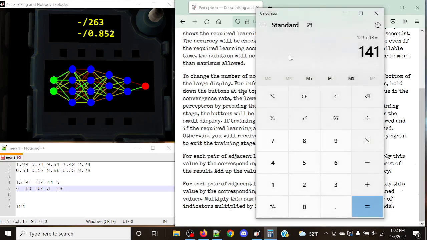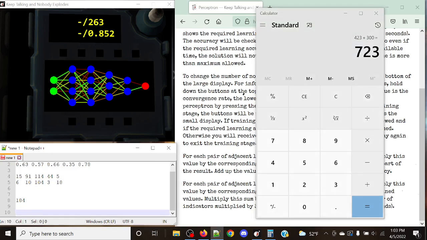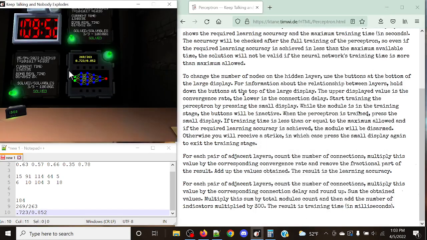So now we multiply this by the total module count for the time here. And then we're going to add the 300 from the indicators. And that's going to be 723 for our time. Or in this case, 0.723. Now, 15 plus 91 plus 114 plus the 44 plus the 5 is going to give us 269. So now this should be what appears on the module when we enter into training mode. 269 over 263, and then 0.723 over 0.852. If we hit this in training mode right now, just like that, everything we just did matches.